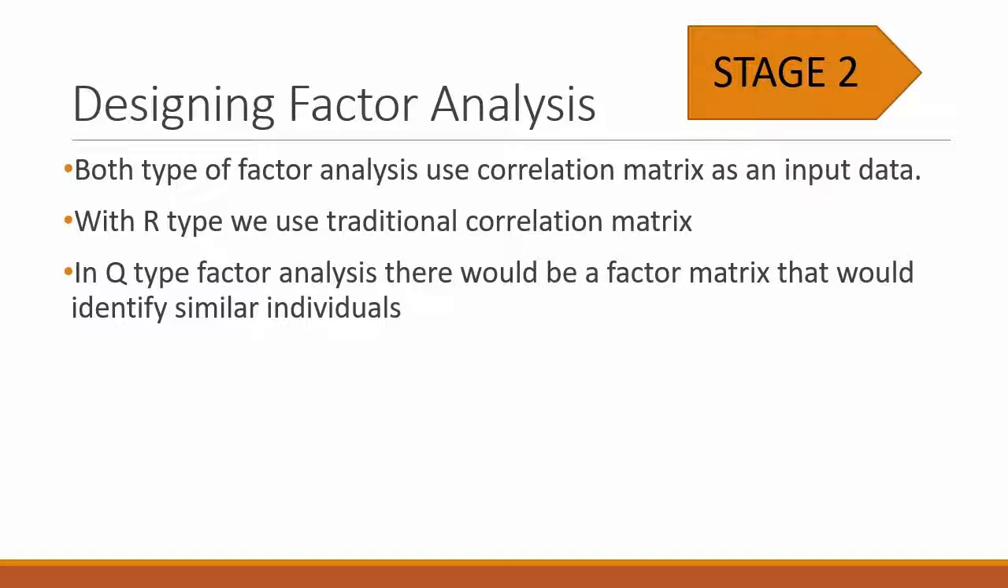In stage 2, designing the factor analysis, there are two types of factor analysis. The first one is R-type, which is used in the traditional correlation matrix. The second is Q-type factor analysis. Here, there would be a factor matrix that would identify similar individuals.